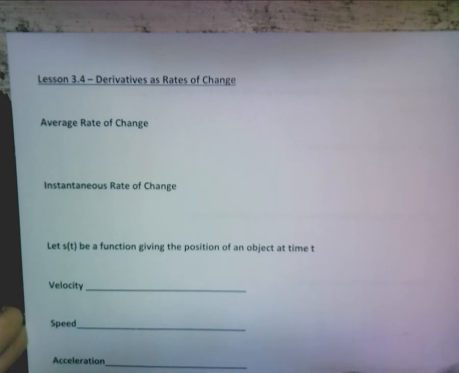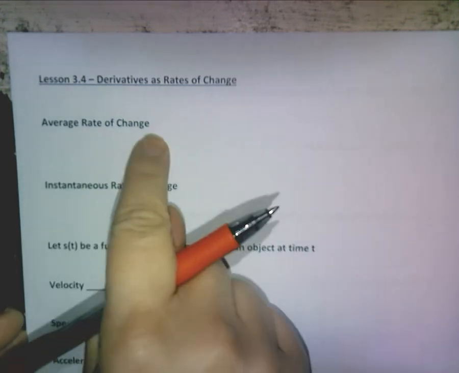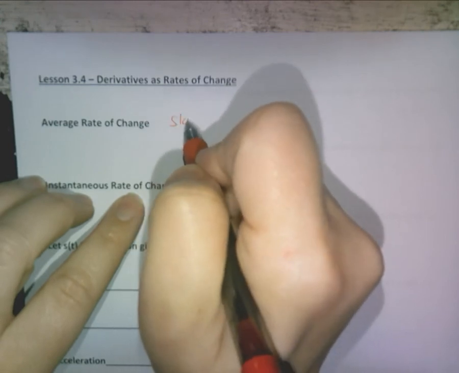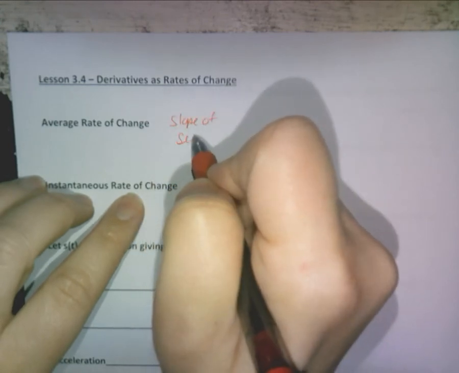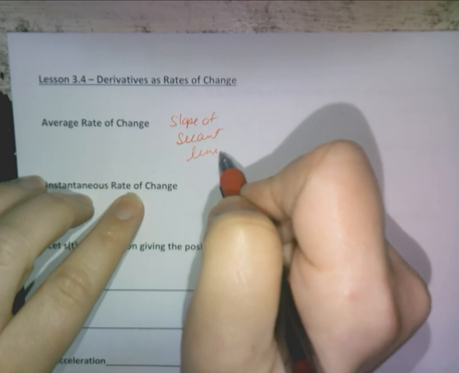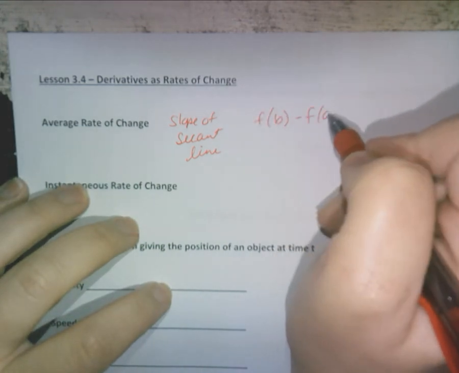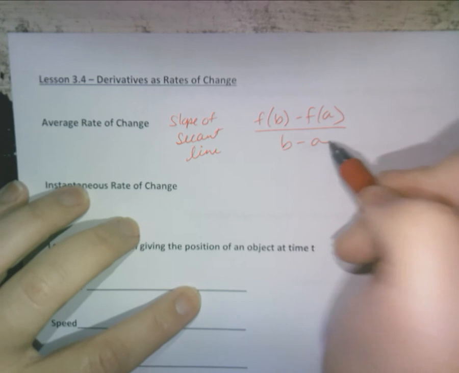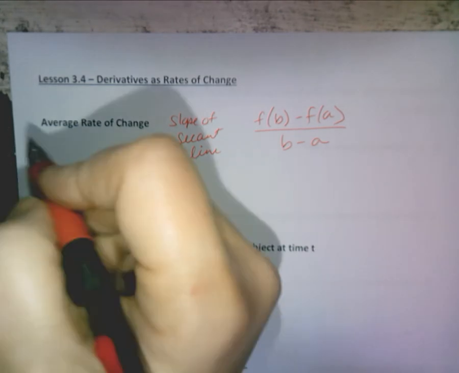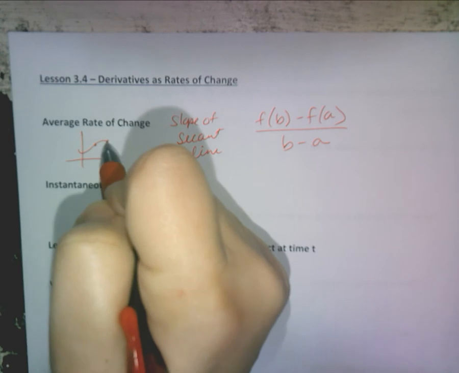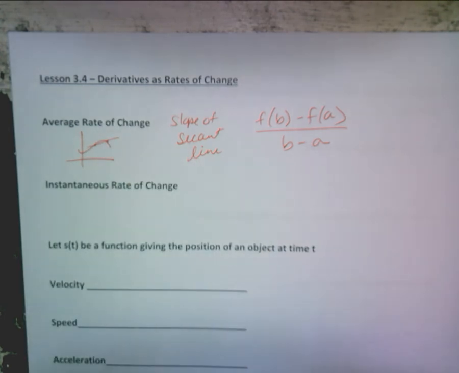Instantaneous rate of change. So going back to this right here, your average rate of change, if you remember, is the slope of the secant line. It was just an average, and all you'd have to do is take f of b minus f of a over b minus a. Okay, and you had some curve, and you would take this point A, this point B, and you'd find that average.